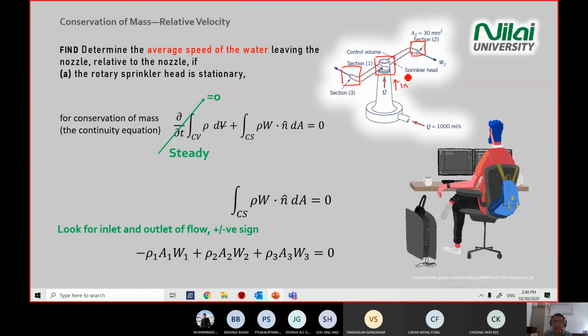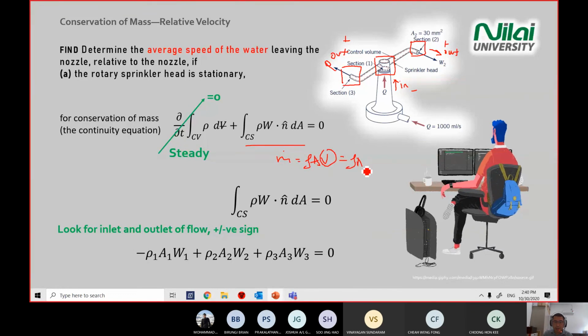Section 1 is in, section 2 is out, section 3 is also out. So negative is in, positive is out. And for this term, this equation here is m dot equal to rho AV. Of course, in this case, your V is replaced by W.